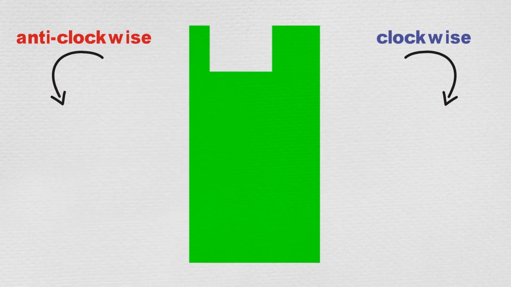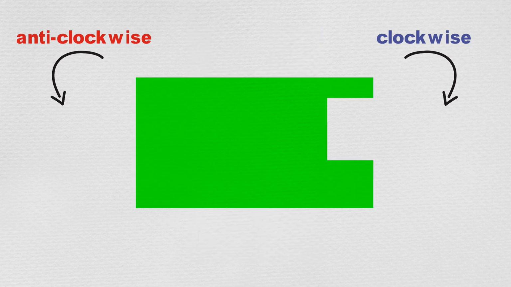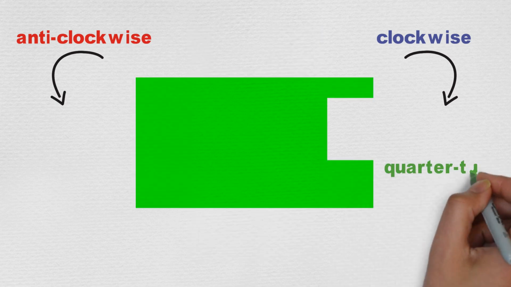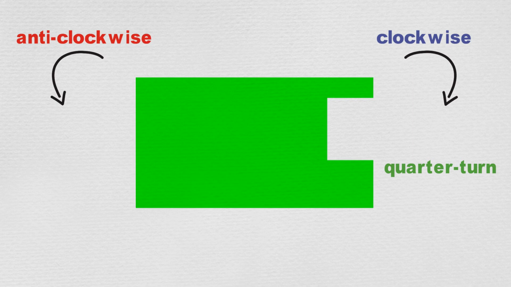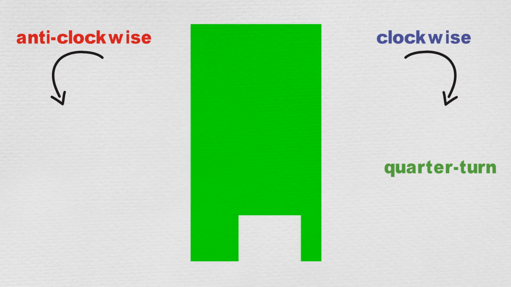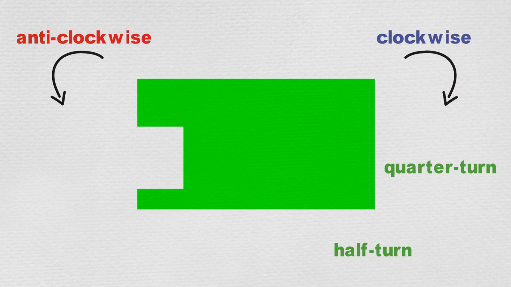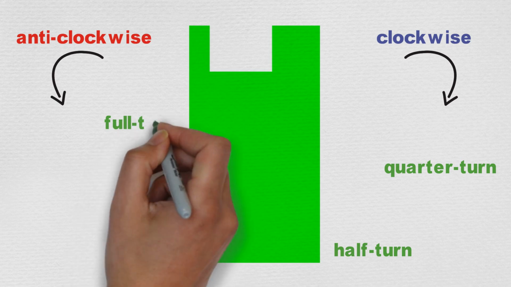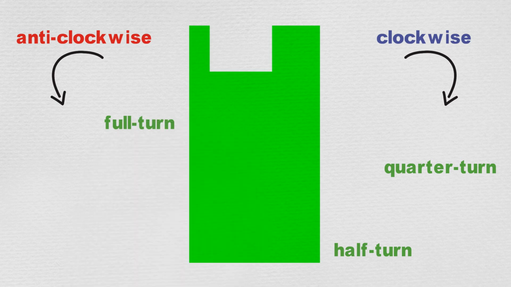Going back to the starting position again, this is a quarter turn, like the minute hand of a clock moving a quarter of an hour. From the starting position, a half turn, like the minute hand of a clock moving half an hour, will bring the shape to the upside down position like this. So 4 quarter turns, or 2 half turns, or 1 full turn will bring the shape back to its original position.